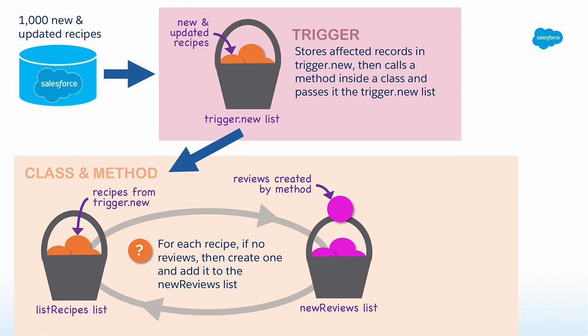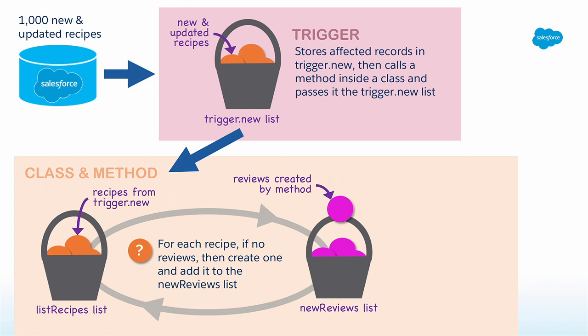inserted and updated. And then we're going to use a thing called a loop, which is great. It's a coding functionality that allows you to take out a recipe one at a time and look at it and then do something with it. And in our case, we're going to look at the recipe and see if it has a review. And if it does, great. If it doesn't, we're going to create one. And then that review that we create is going to go into a third bucket.